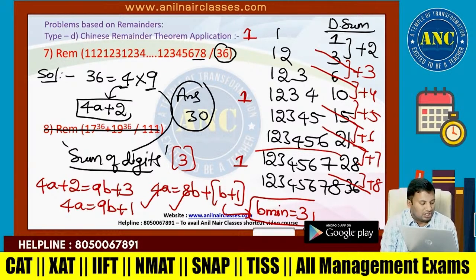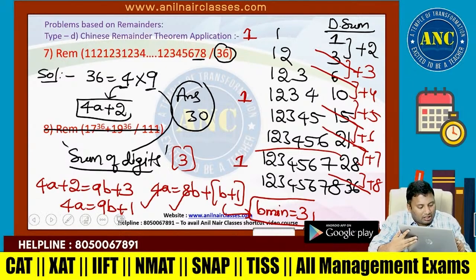Again see this question. 1, 1 2, 1 2 3 and so on up to 1 2 3 4 5 6 7 8, divided by 36. 36 is a composite number. A composite number can be written as a product of coprimes.